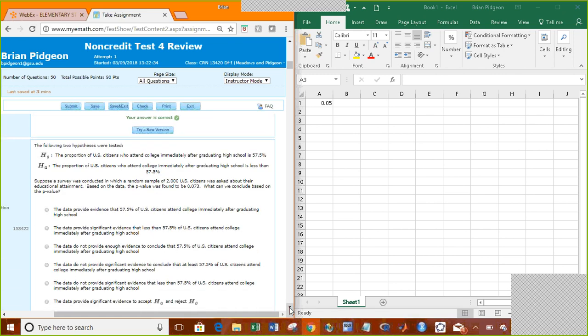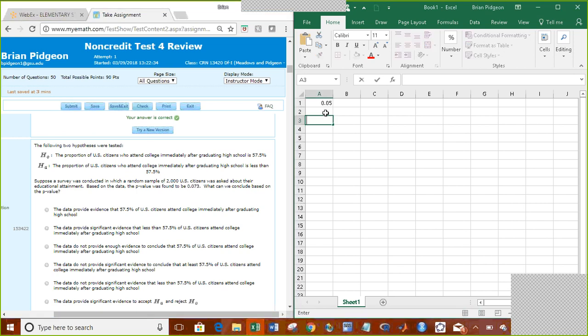Same thing. We have a null hypothesis. We have the alternative hypothesis. So we've sampled 2,000 U.S. citizens and a p-value of 0.073. Now, while this number looks small, it is not smaller than our significance level. So we cannot reject the null hypothesis.